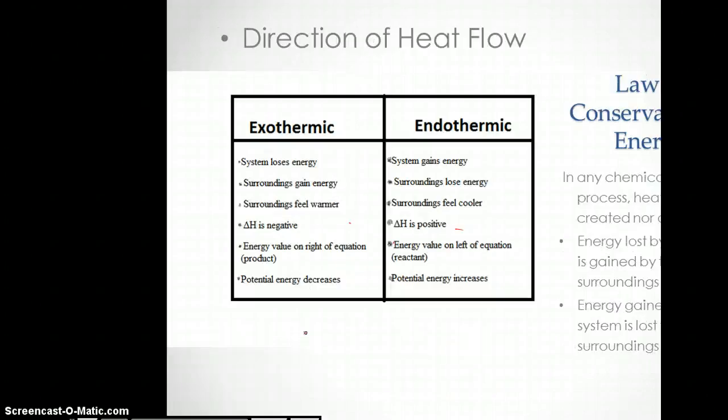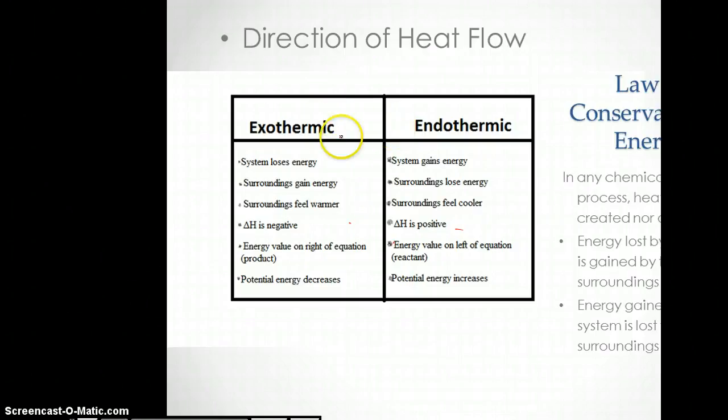So when we are looking at heat transfer, we want to make sure we're following the law of conservation of energy, which says that in any chemical or physical process, heat is neither created nor destroyed. It's conserved. So if a system loses energy, then that energy is gained by the surroundings. Or if a system is gaining energy, then it had to have been lost from the surroundings. It doesn't just come from nowhere. So we can define these processes as either endothermic or exothermic depending on the direction of the heat flow.